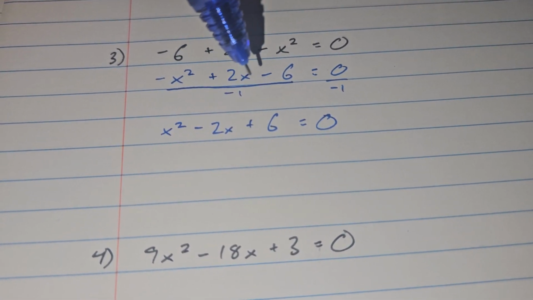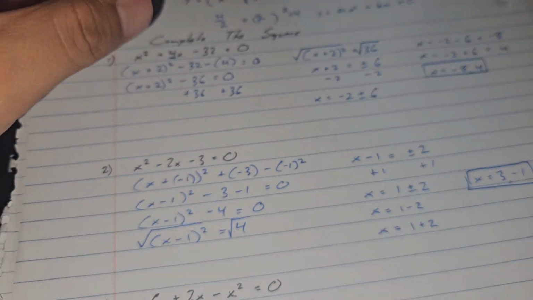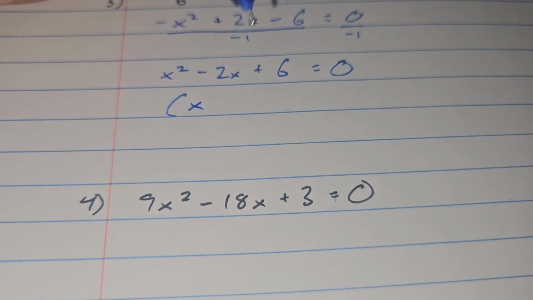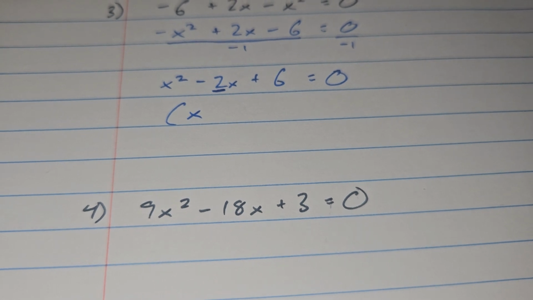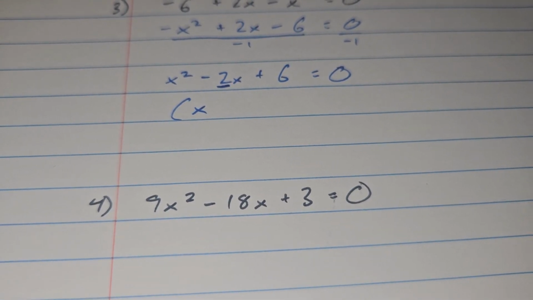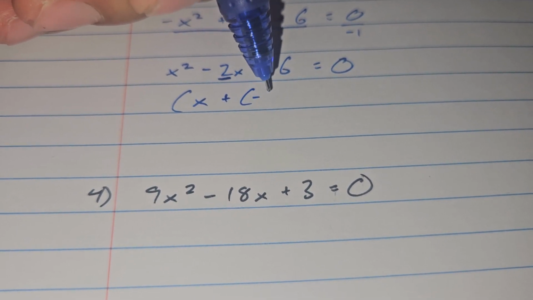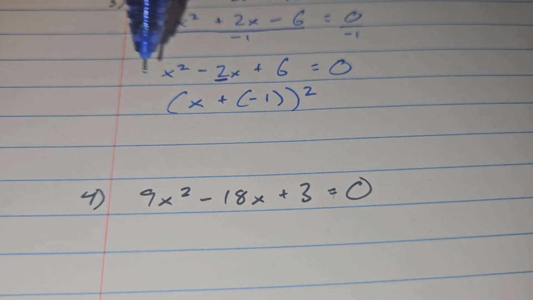Let me see, okay, yeah. So we should be good. So now we can go ahead and apply our formula. You guys already know the formula. We have x. Our b here is negative 2, right? Negative 2 divided by 2 is negative 1. So it's plus negative 1 squared, close the parentheses, square it.